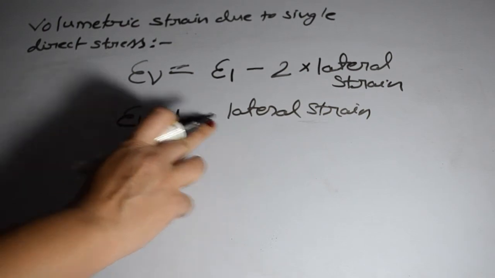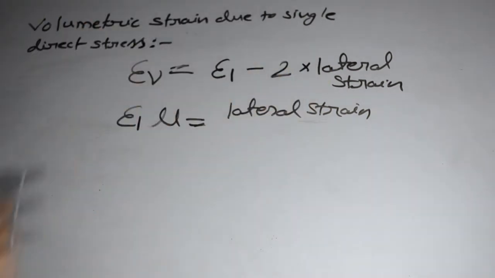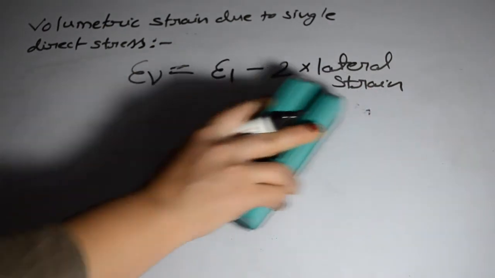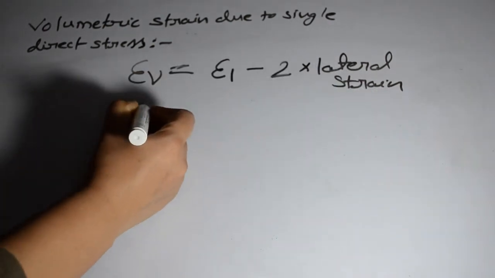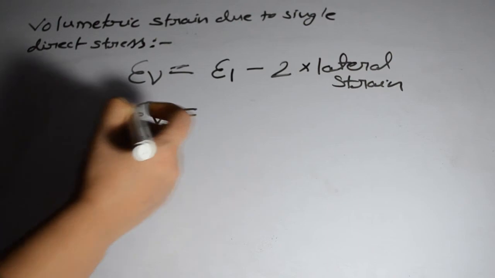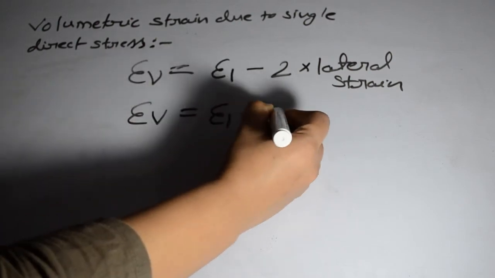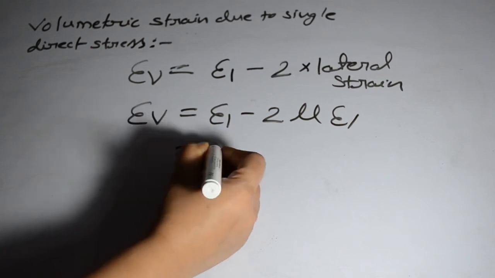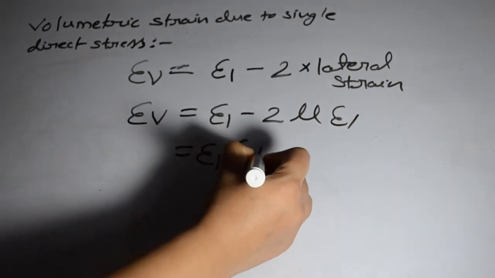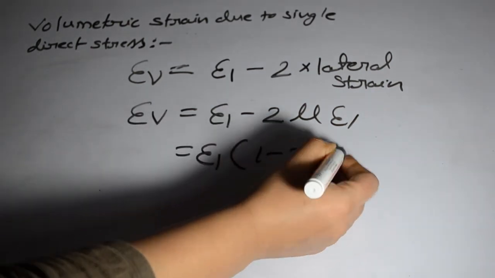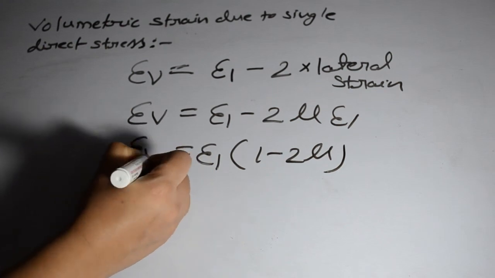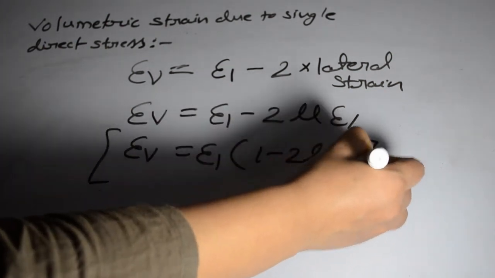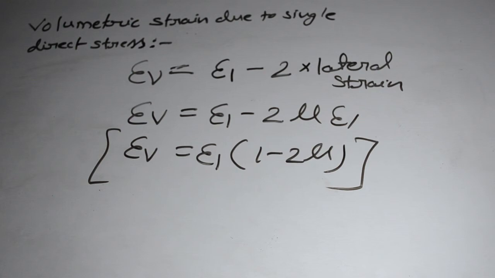So if we put this mu into eta 1 here, we will have the equation, that is eta V equal to eta 1 minus 2 mu eta 1. So here eta 1 into 1 minus 2 mu. Again, this is the equation of volumetric strain for circular bar.